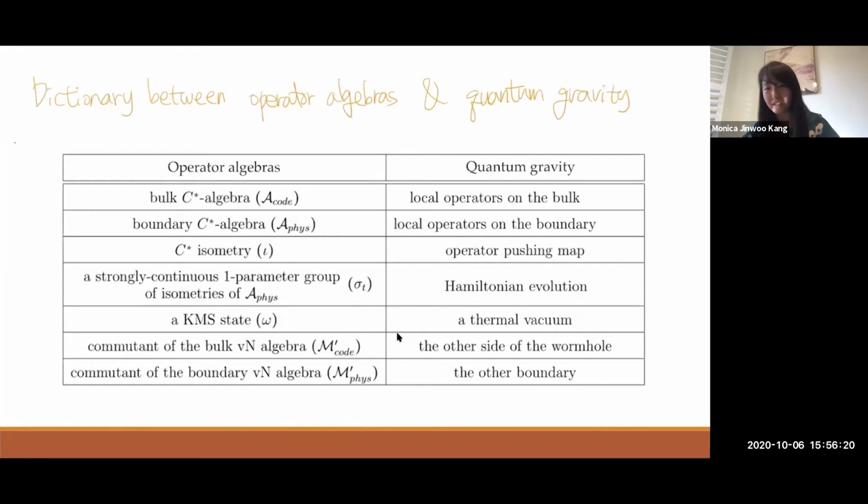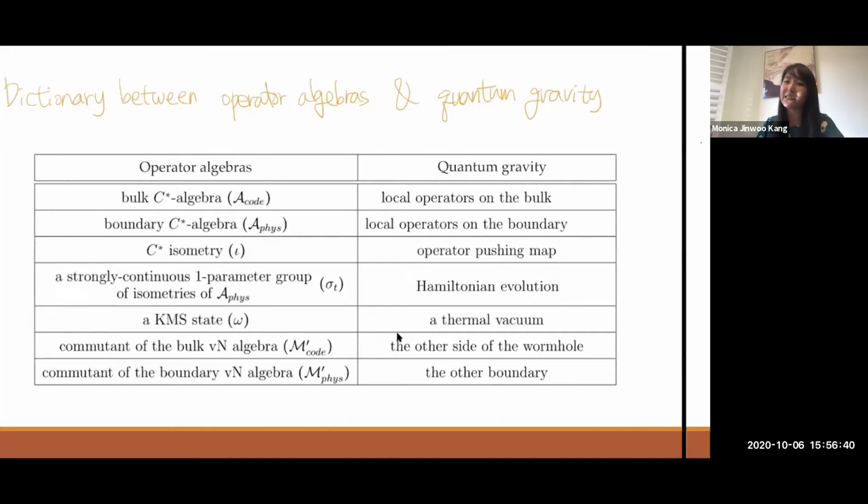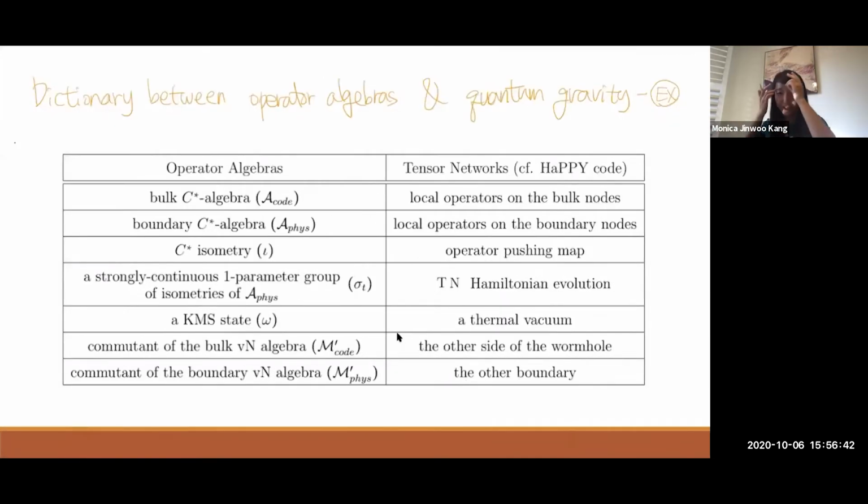Then once you have that, you can have the commutant and double commutant. So the regular story will stand, that you can get the other side of the wormhole, the other boundary, and everything will follow through, which I will demonstrate, and how you can also get the von Neumann algebra from this process. So that looks like a good dictionary, but I want you to have the easiest example in mind, for which I will again use the tensor network, since that's the easiest thing utilizing an operator pushing type of map.